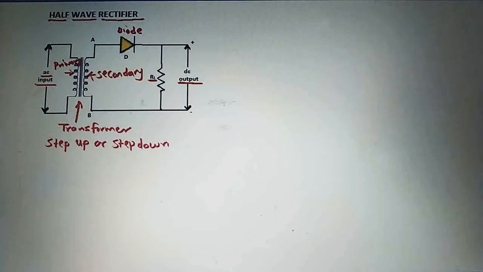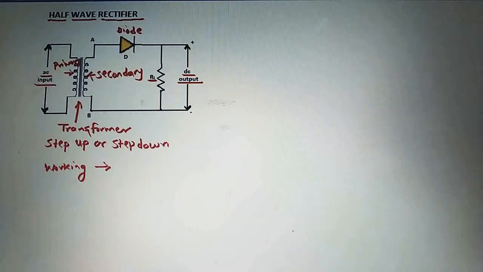That means this half wave rectifier will convert this bidirectional AC input into a unidirectional DC output. So this is the construction of a half wave rectifier. Now we will see the working of a half wave rectifier.